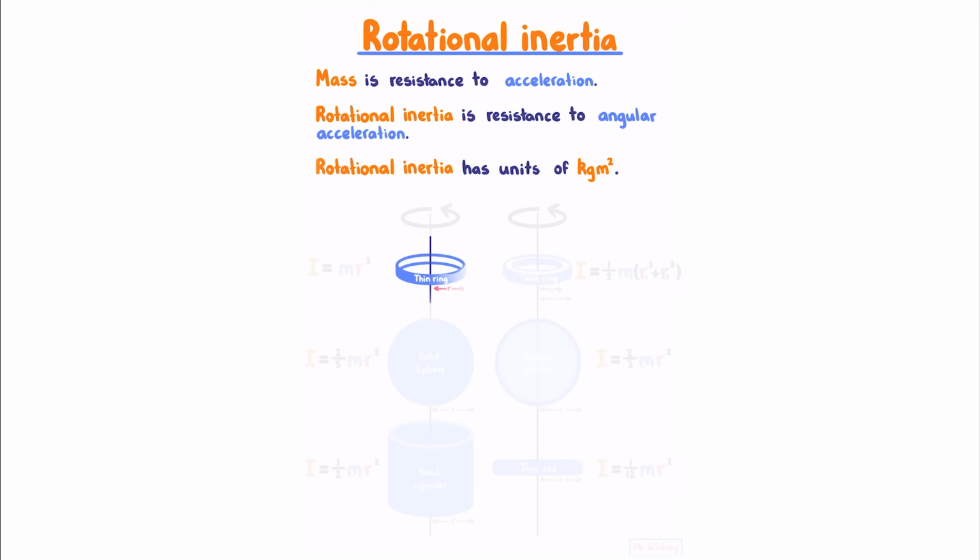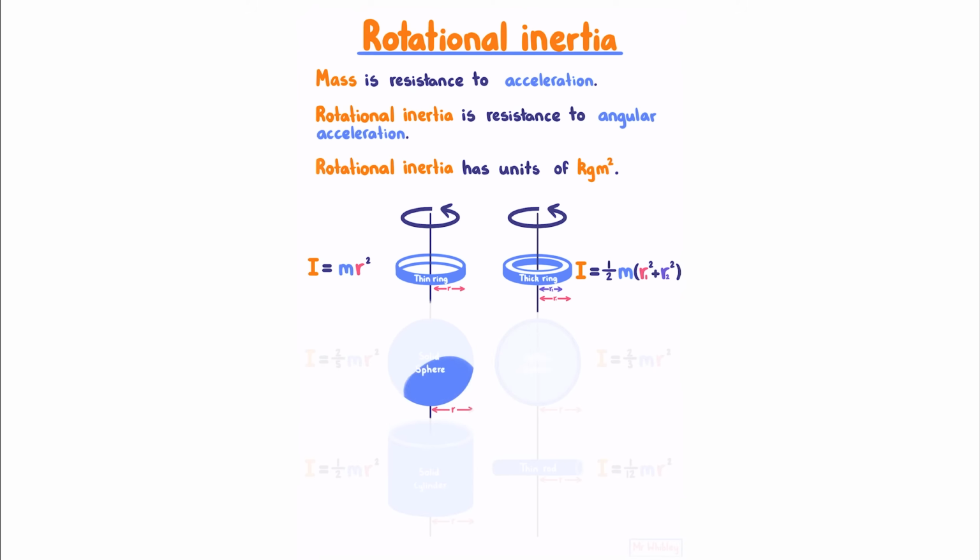For a thin ring with a radius r, meaning that all the mass is concentrated at one radius, the rotational inertia is mr squared. This assumption that the mass is all at one radius, instead of being spread across a range, is only an approximation and is impossible in the real world. More realistic is a ring with a certain thickness, with an inner and outer radius. In this case, the rotational inertia is half m times r1 squared plus r2 squared.